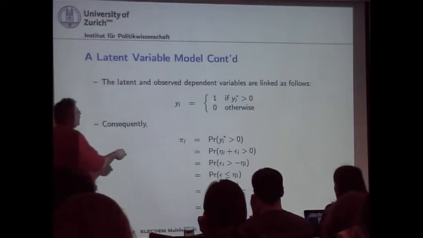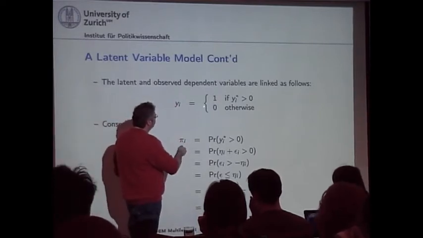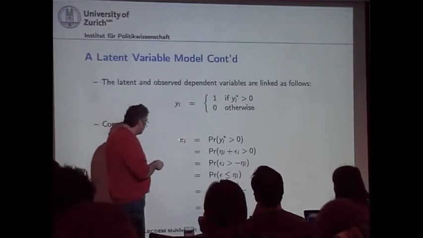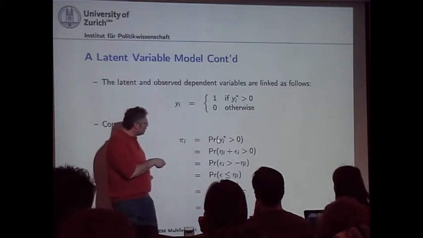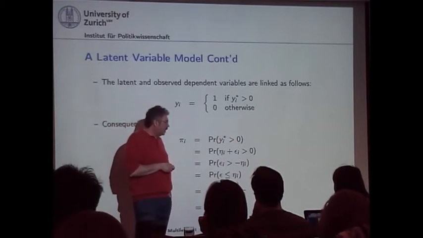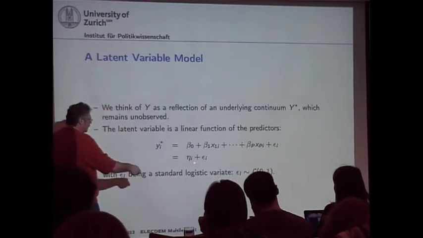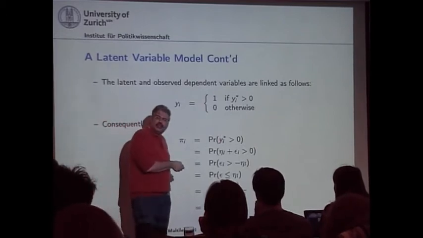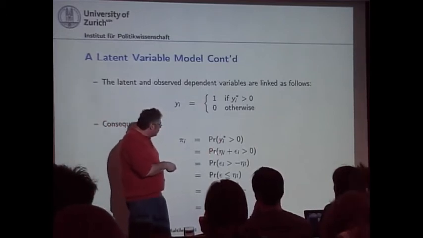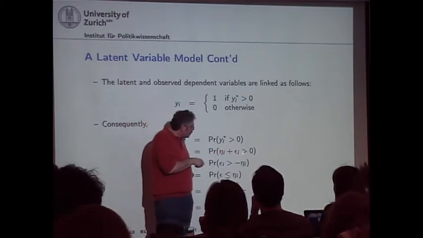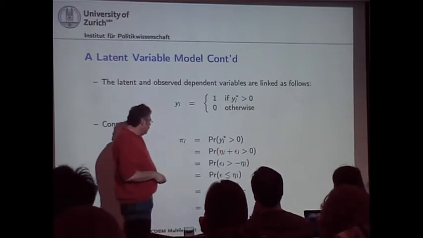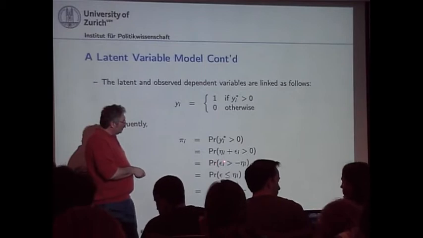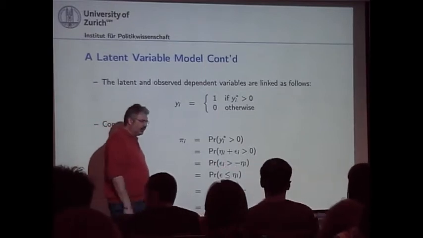Well, if we take this idea that Y is 1 when Y star exceeds 0, then we can model the probability of voting for labor as the probability that Y star exceeds 0, which, substituting this expression, linear predictor plus epsilon, for Y star, means that we want to know the probability of the linear predictor plus epsilon being greater than 0, which amounts to saying the probability of epsilon being greater than negative the linear predictor.